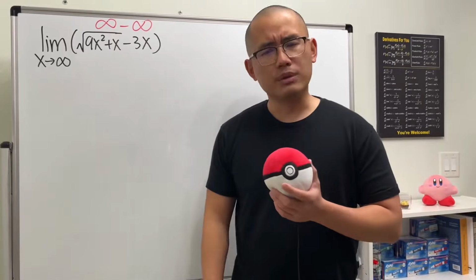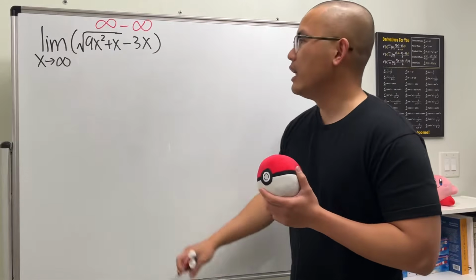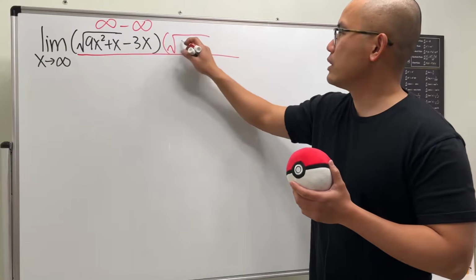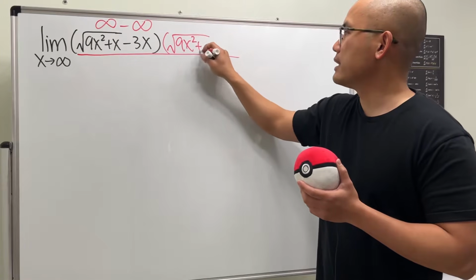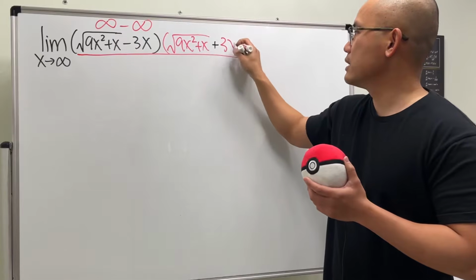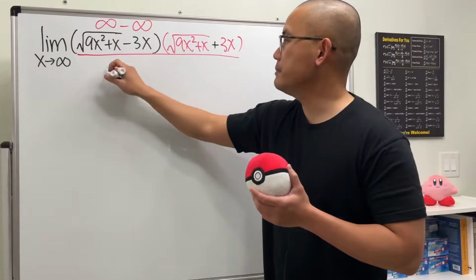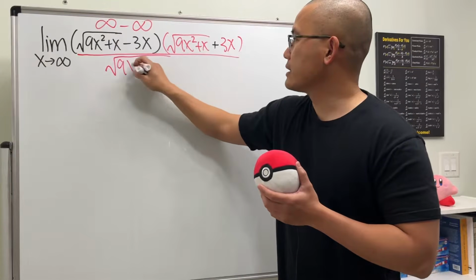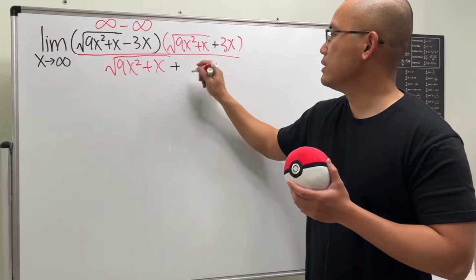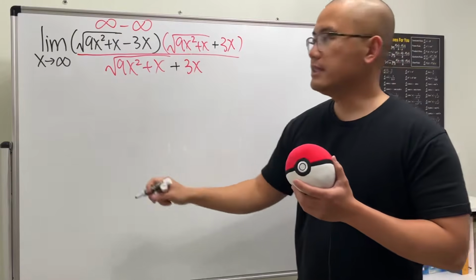Here we have a square root, so it's a good idea to use the conjugate. Therefore, let's multiply out the bottom and the top by square root of 9x squared plus x, and then change the minus to a plus, and then we still have that 3x. And let's do the same thing on the bottom. Square root of 9x squared plus x, and then plus 3x. So let's see what we get.